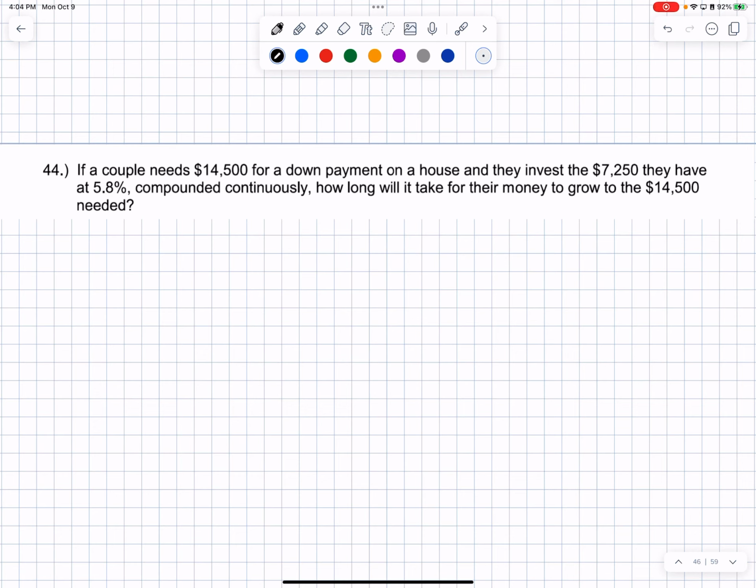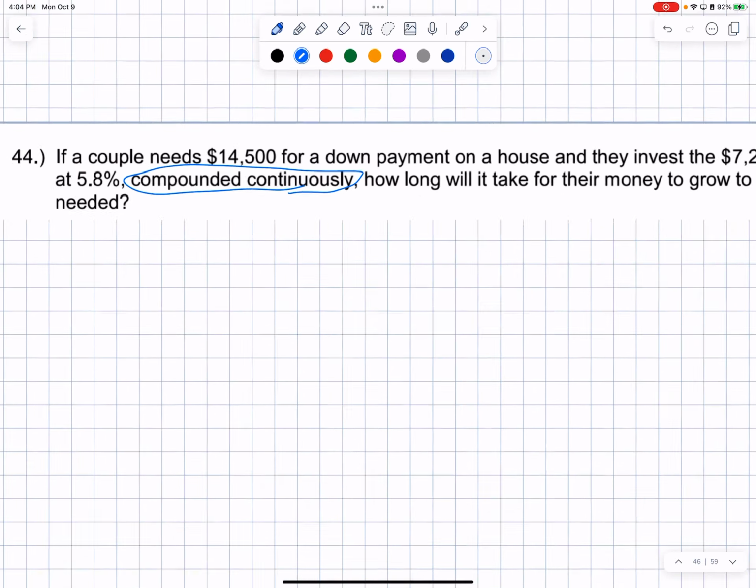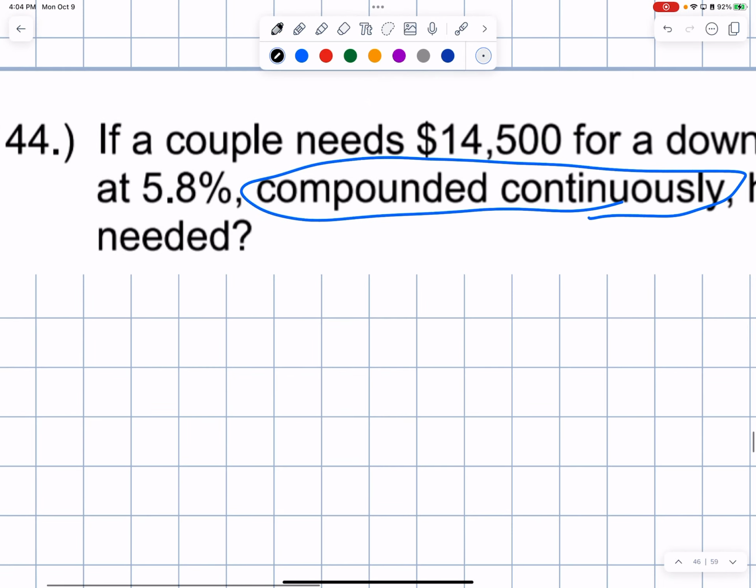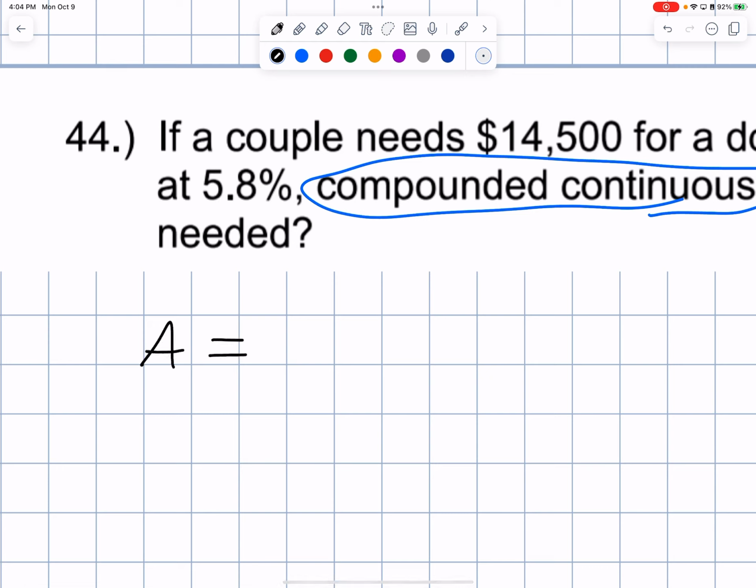Okay. A couple needs $14,500 for a down payment. They invest $7,250 at 5.8% compounded continuously. How long will it take for it to grow into what they need? Compounded continuously. That is on the formula sheet that I posted, the PDF under notes. It's a formula that you need to memorize, but it's this: A equals P times e to the rt. Amount equals the principal times e raised to the power of rate times time.